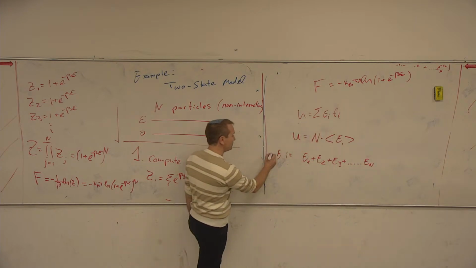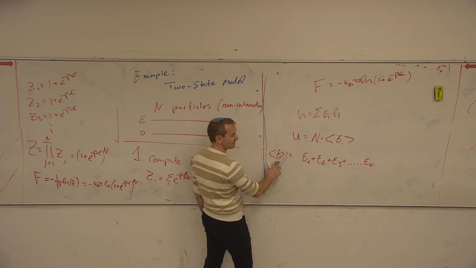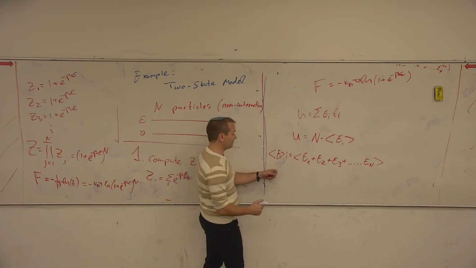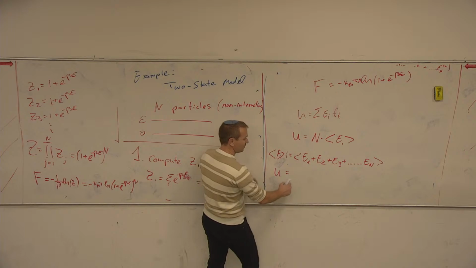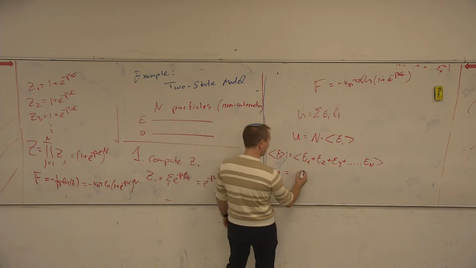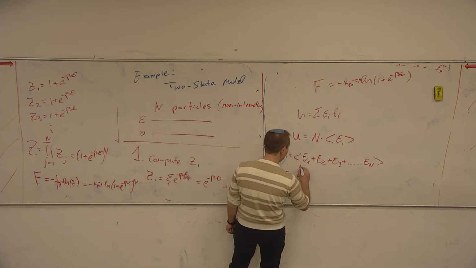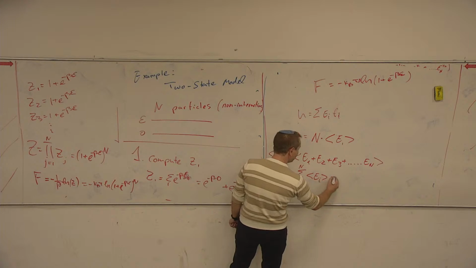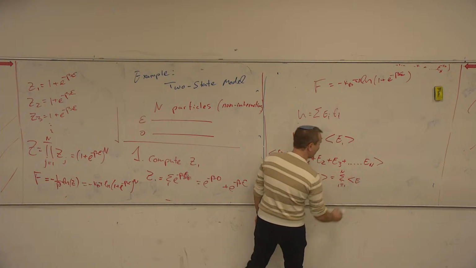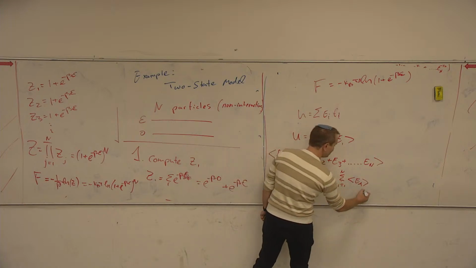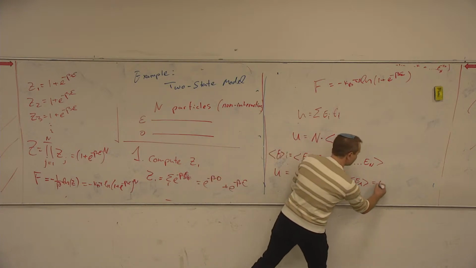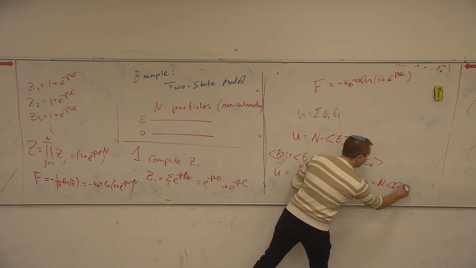Now I compute the average. The average of the left hand side equals the average of the right hand side. The average of the left hand side is simply U. Now the average of a sum is always a sum of averages. So we have a summation of i from 1 to N of the average of Ei. Because all the particles are identical, this is simply the average of the first particle, independent of the index. So this is N multiplied by the average of E1.